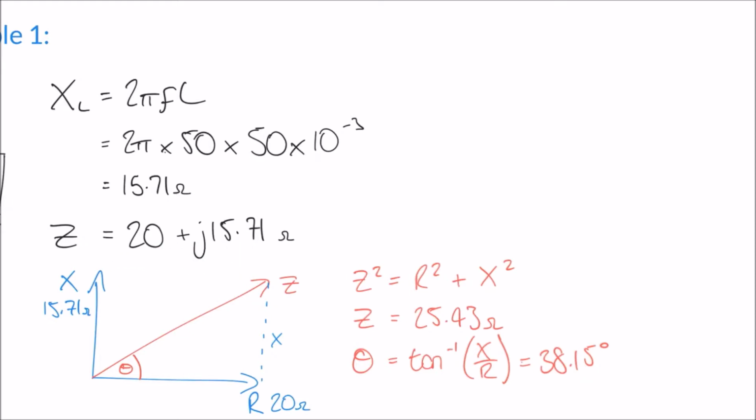And so finally, our impedance that we said up here in rectangular form was 20 plus j15.71, can also be expressed as 25.43 at an angle of 38.15 degrees, and that's an impedance, so it's measured in ohms. So these two expressions for impedance are both exactly the same, as it were, but one of them is in rectangular form, one of them is in polar form.